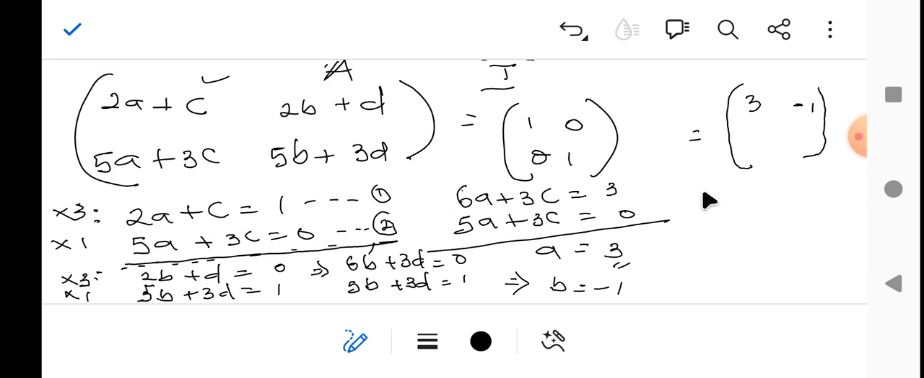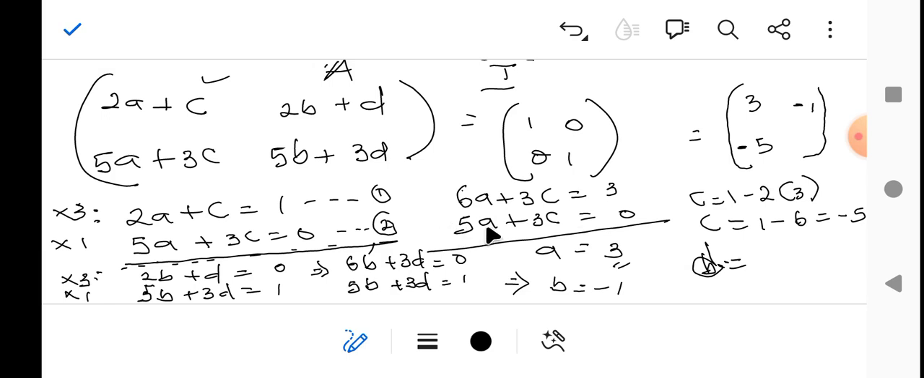So let's calculate for c here. It's going to be 1 minus 2a, right? But do you remember that my a was equal to what? 3, right? So evaluating c now will be 1 minus 6, which is going to be minus 5, right? So my c here is going to be minus 5.